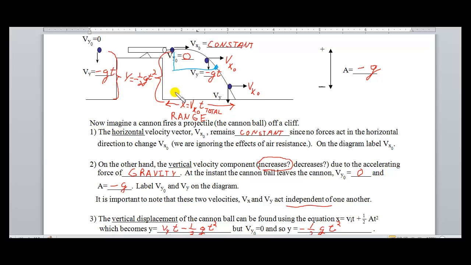Independent motion is occurring here. It doesn't matter whether this object has a horizontal velocity or not. It's still going to fall with a constant acceleration and have the same vertical displacement for this cannonball as for this object released from rest.